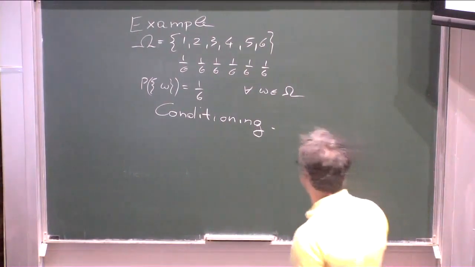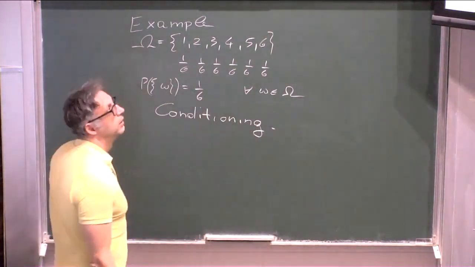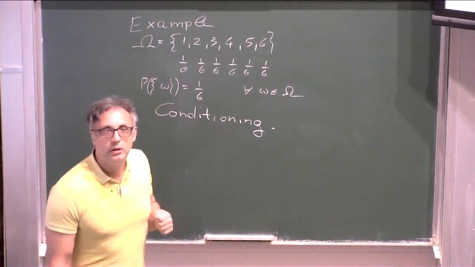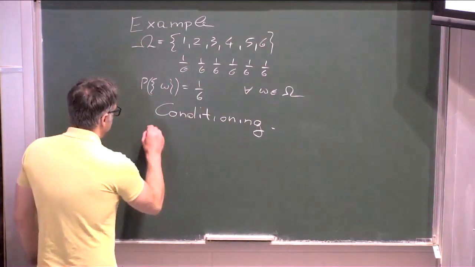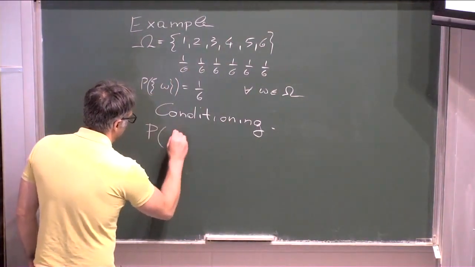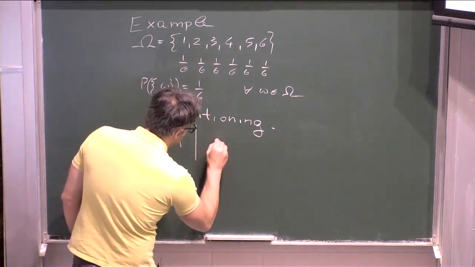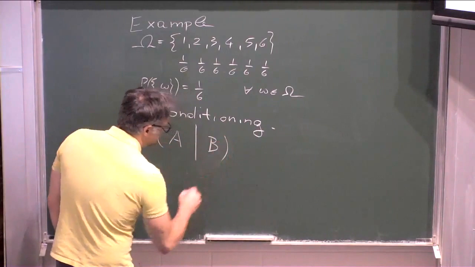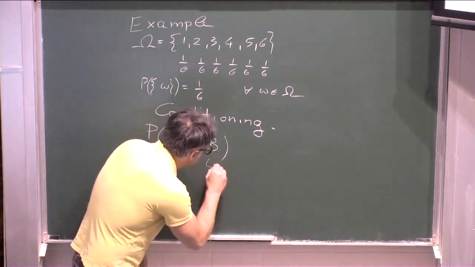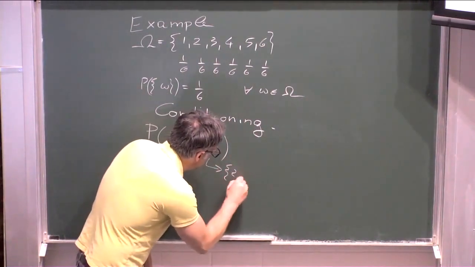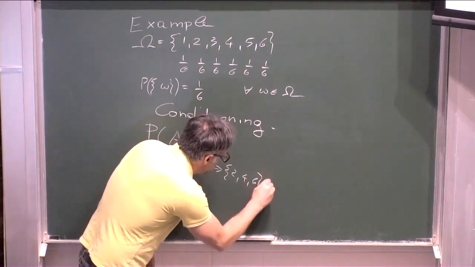Now, how do I do it? That's the way to do it. The probability of A given the information. So in the example, this information is {2, 4, 6}.